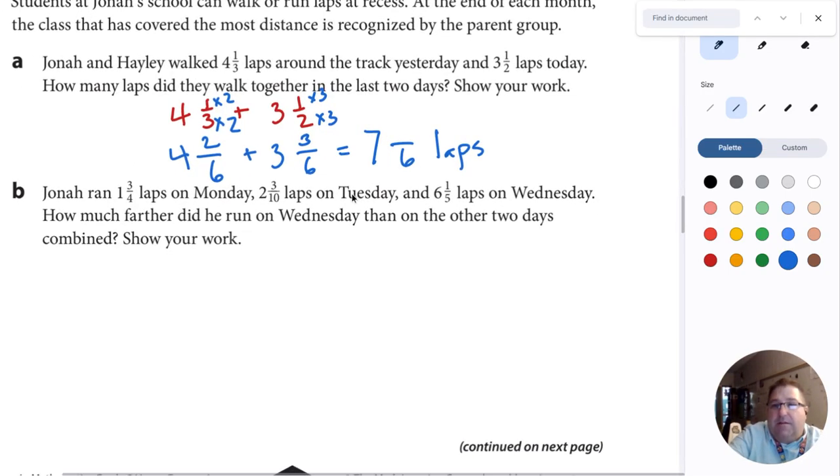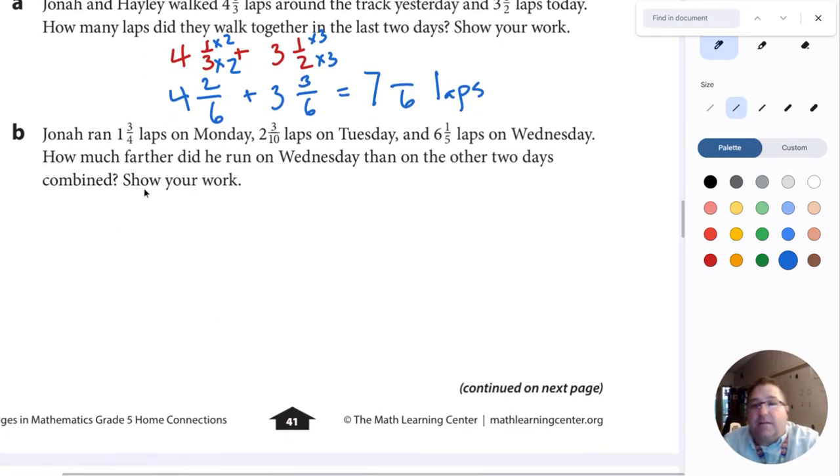Now Jonah ran 1 3/4 laps on Monday, 2 3/10 laps on Tuesday, and 6 1/5 laps on Wednesday. How much farther did he run on Wednesday than the other 2 days combined? So they're telling us that, okay, so we know Wednesday he did the most. So Wednesday it was 6 1/5. Okay? So we know that. And we're comparing that to Monday and Tuesday. So on Monday it was 1 3/4. Tuesday it was 2 3/10.